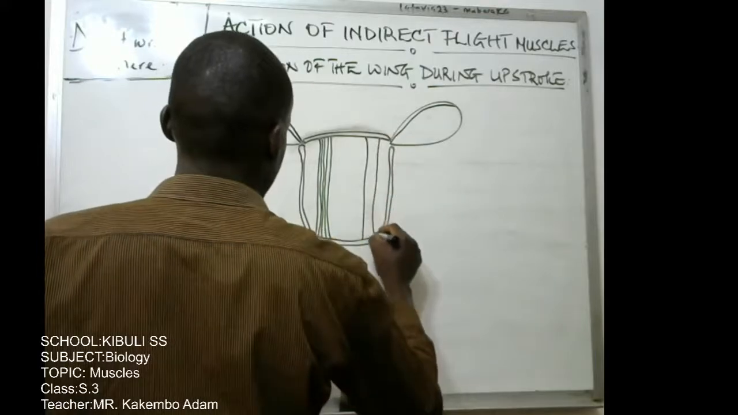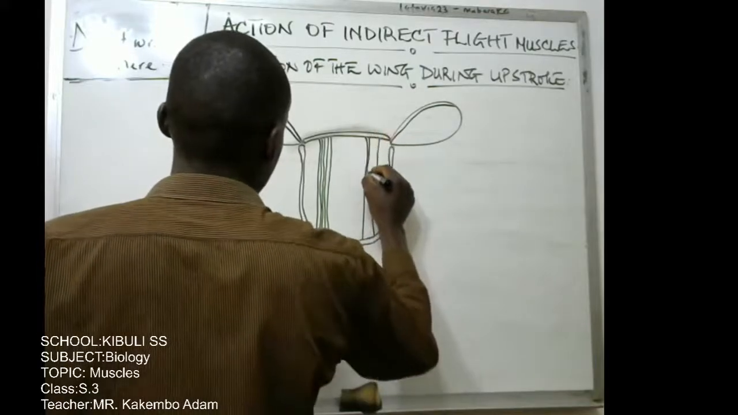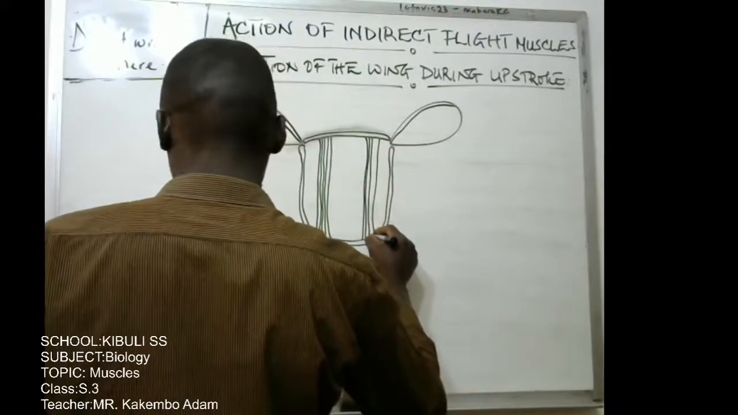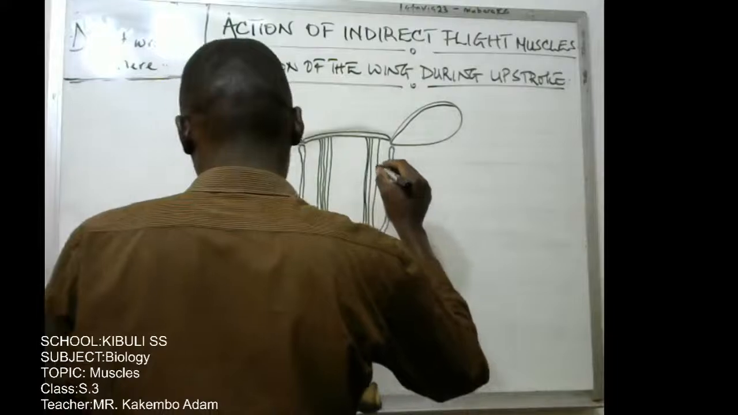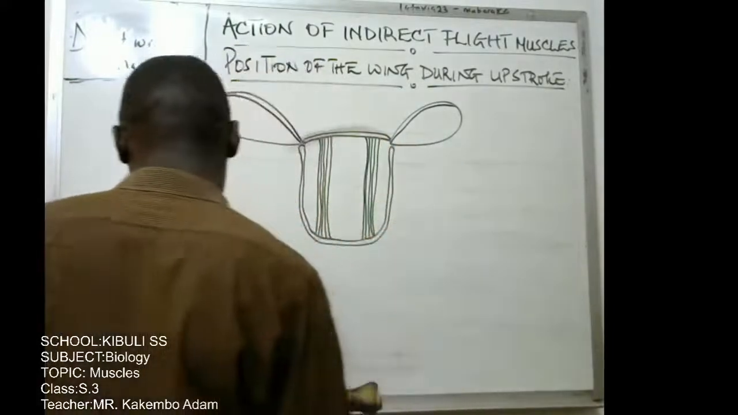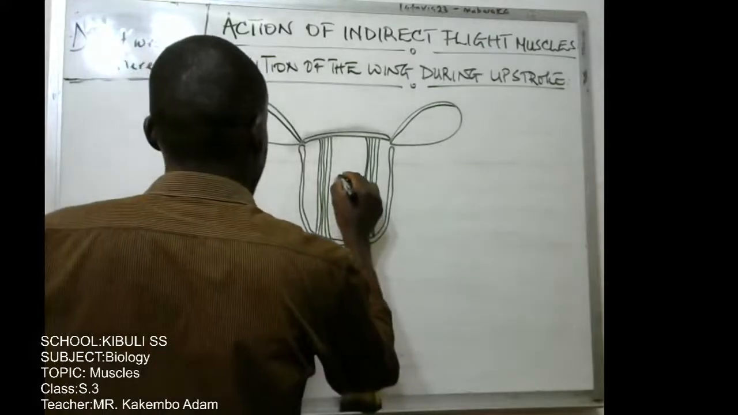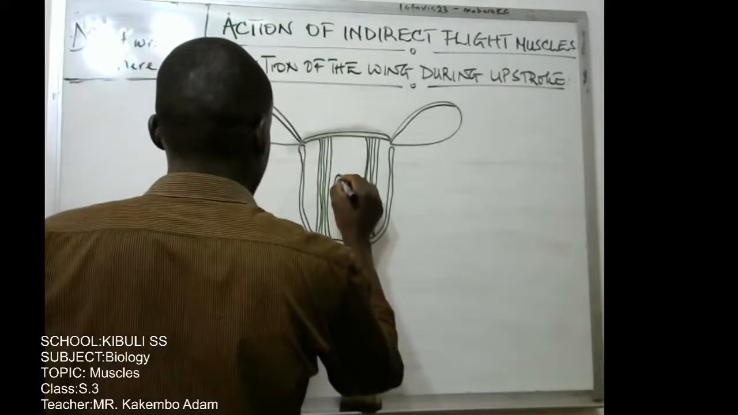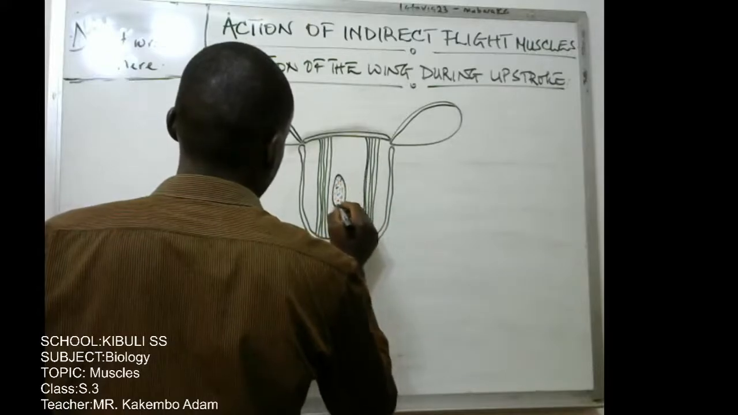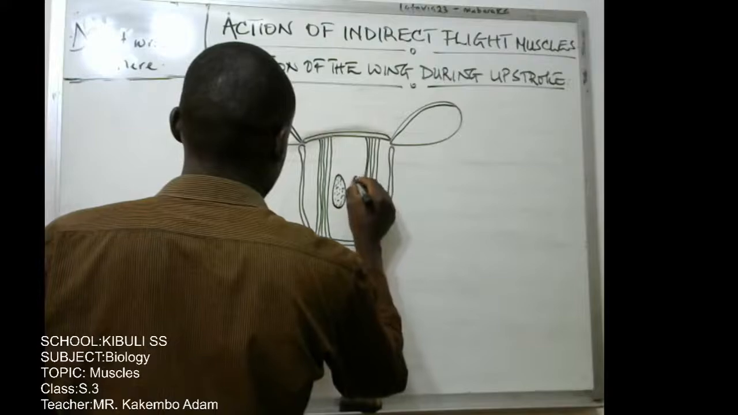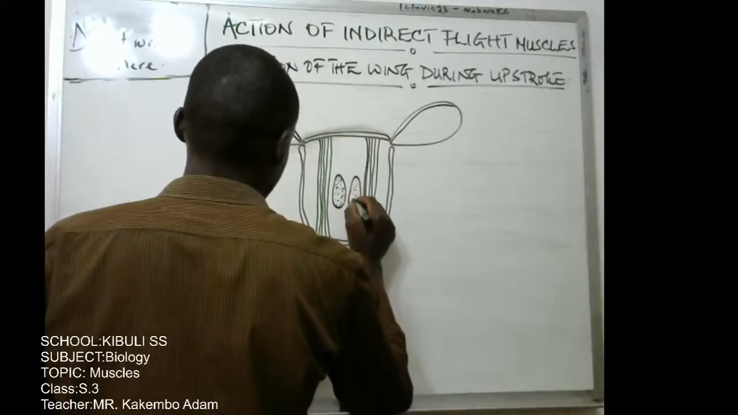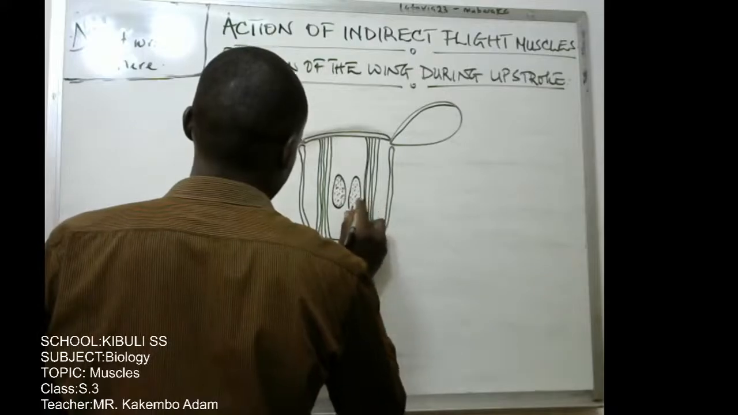So the muscles which arise from the roof or the tergum are the ones we call the elevator muscles. Then the ones which are not attached directly to the roof are the ones we are calling the depressor muscles. They lie longitudinally. They are longitudinally arranged.